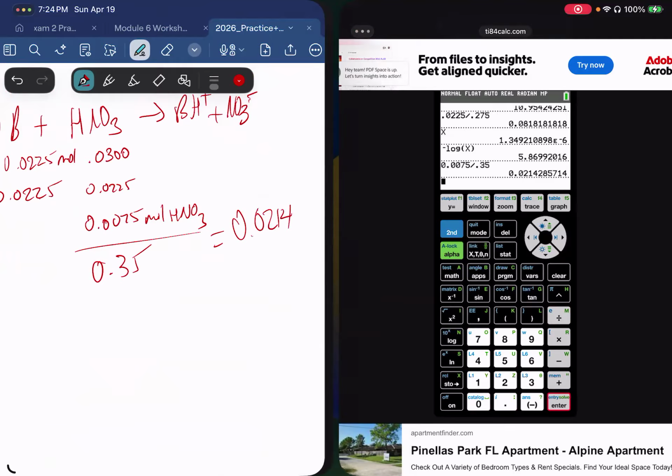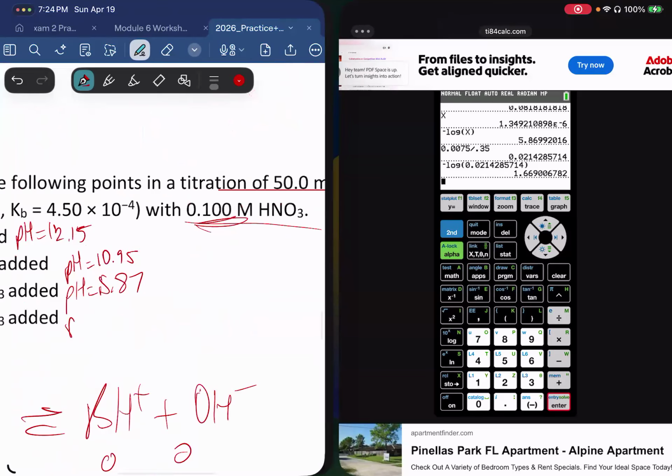0.0214. And we could do the negative log of this to get the last pH. So let's do that. And I got 1.67. Oh, great. That's how we ended off. That's the right answer. So pH equals 1.67.